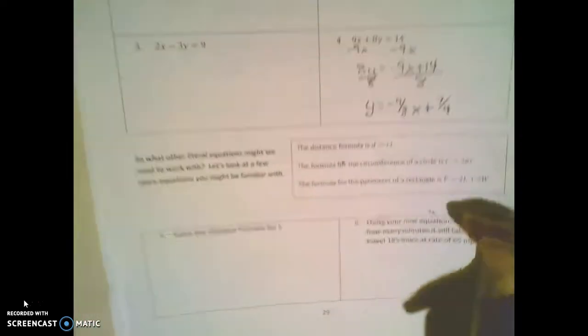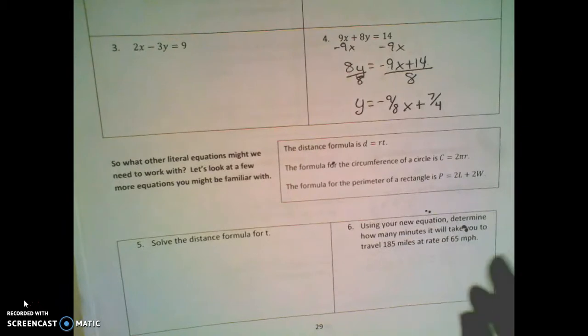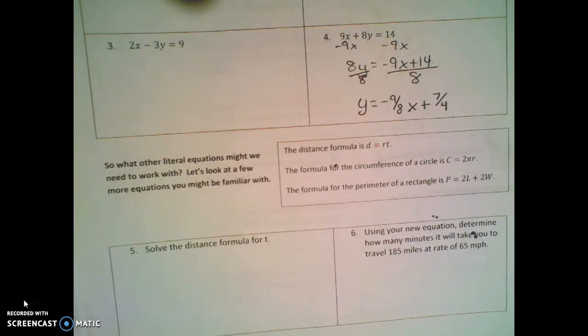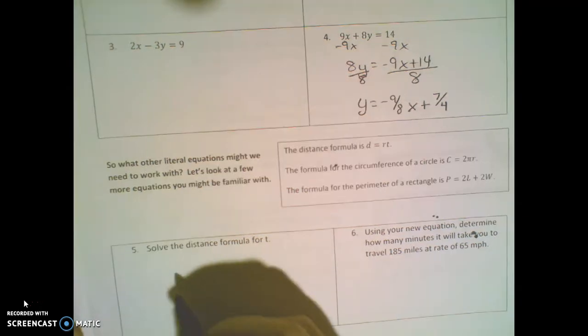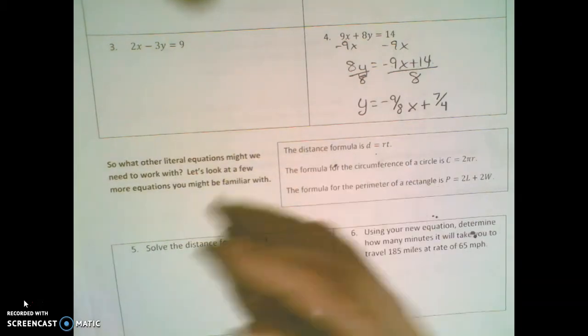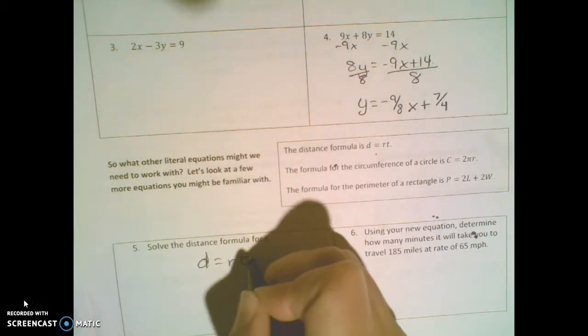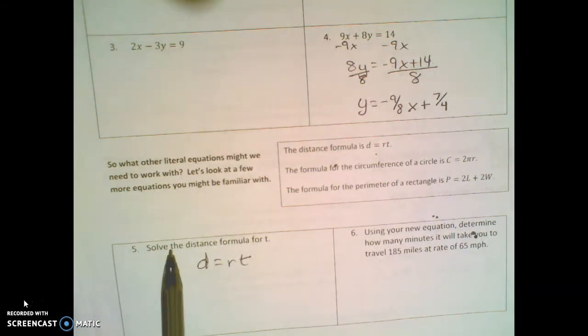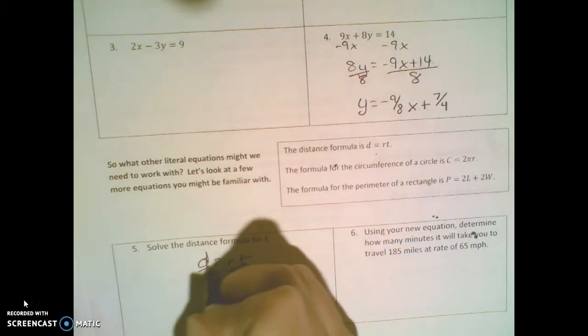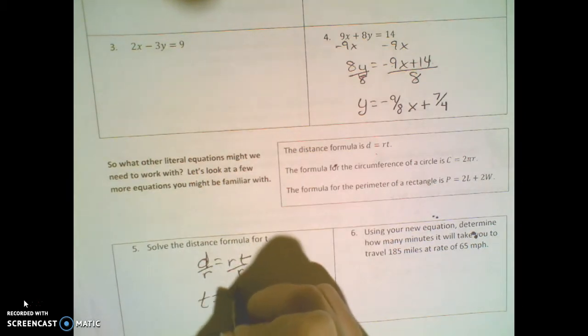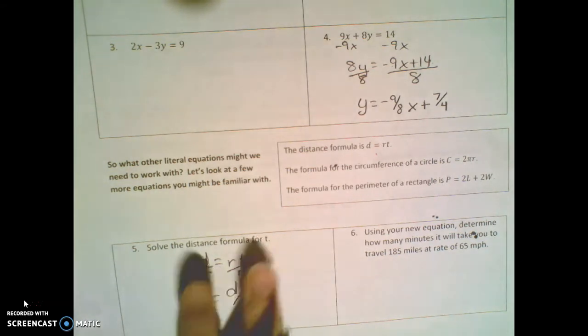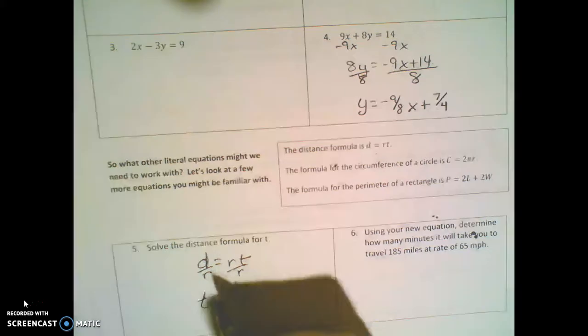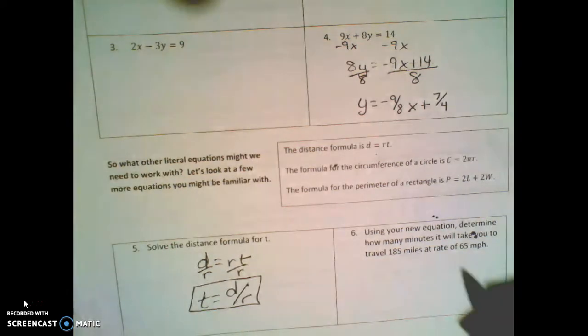Okay, let's try something else we can do with literal equations. When we have formulas and we want to solve for something different, solving for a specific variable can help us make a formula that's more useful to us. So we have the distance formula, which is d equals rt, and then we want to solve it for t. In order to get rid of the r that's being multiplied, we're going to divide both sides by r. And so now we have t equals d over r. I could have kept them flipped, t over here, d over r over here, but I just like the way this looks better, so I'm going to do that.